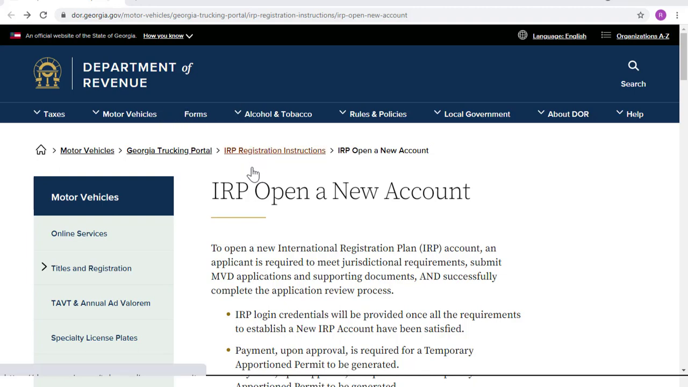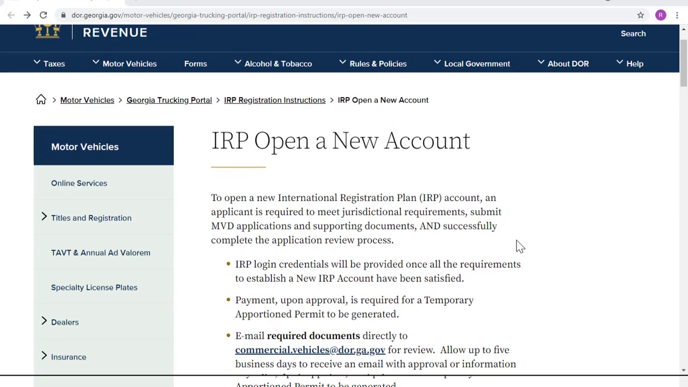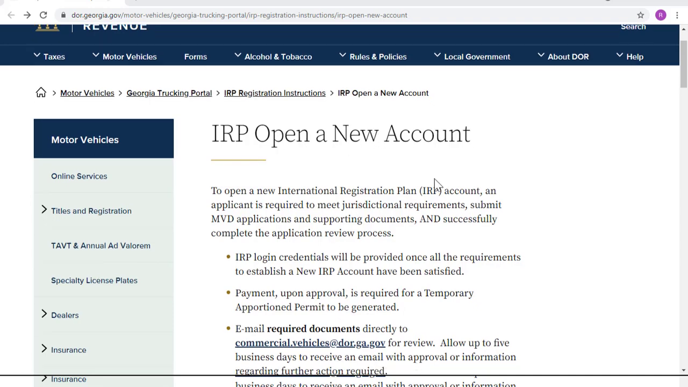Okay, this is the very first step, guys. You're looking to get on the road. You're like, I know I need to get on the road, but I don't know how. I don't know what the first process is. This is the first step. You're going to get on a website and do this yourself. Okay, IRP, open a new account.